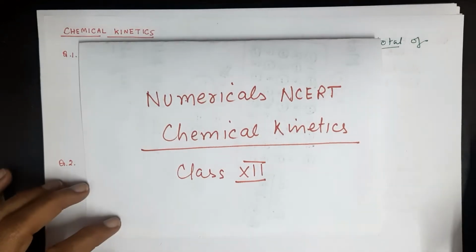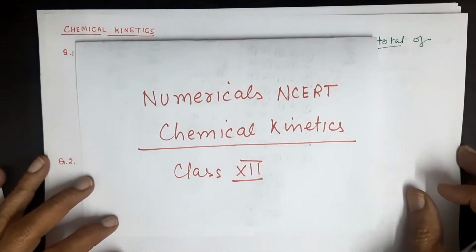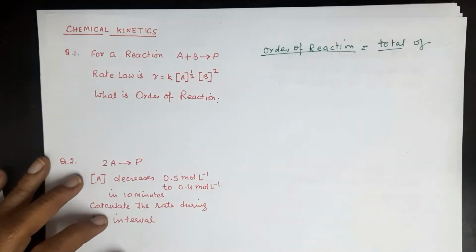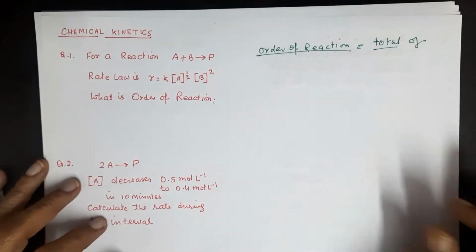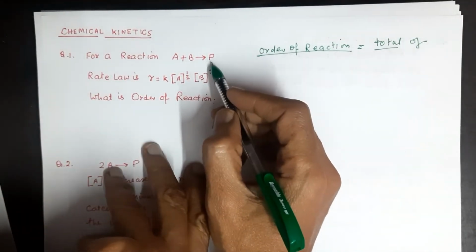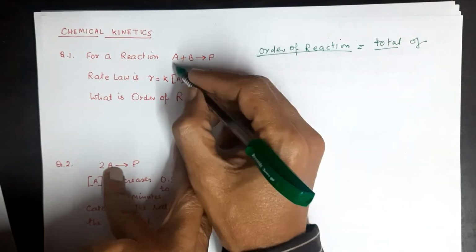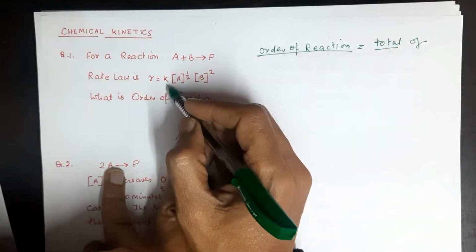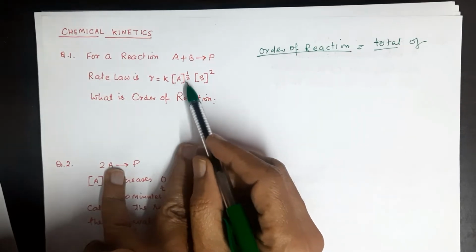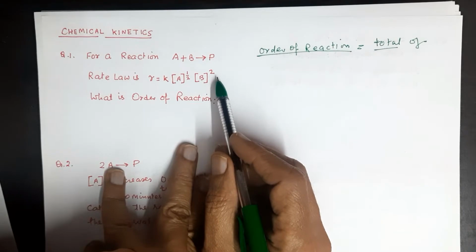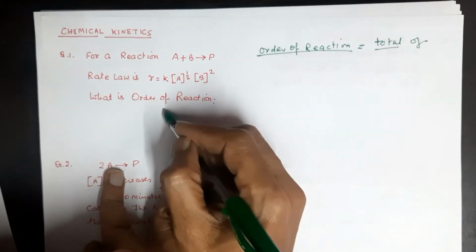In this video, we shall do some of the numericals on chemical kinetics. So let us start the video with our first question. For a reaction A plus B gives P, where P is the product and A and B are the reactants, the rate law is R is equal to K, [A] raised to the power half, into concentration of B raised to the power 2. Then what is the order of reaction?